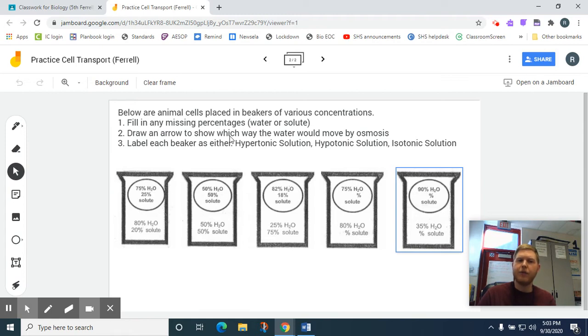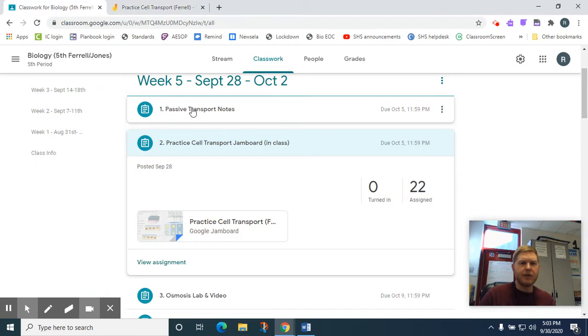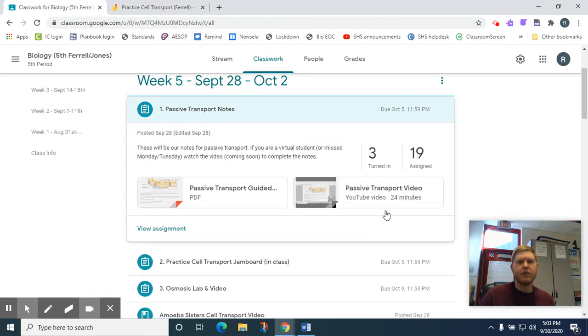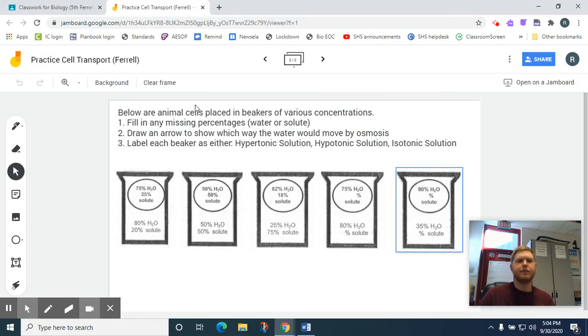We're going to draw an arrow which way the water would move by osmosis. So we're talking about osmosis, and we're talking about water going from a high concentration to a low concentration. And then we're going to label each beaker as either hypertonic, hypotonic, or isotonic. So you should have watched the first video for number 1. Going back to number 1, this was our passive transport notes. So you should have watched this video here and done these notes.